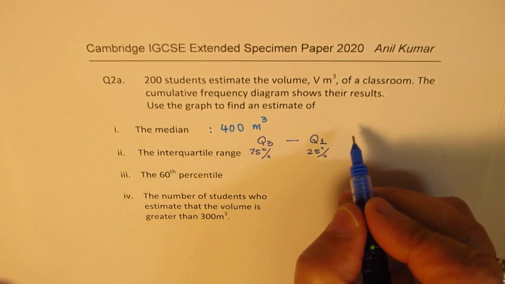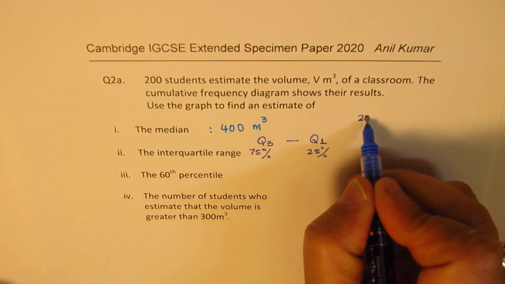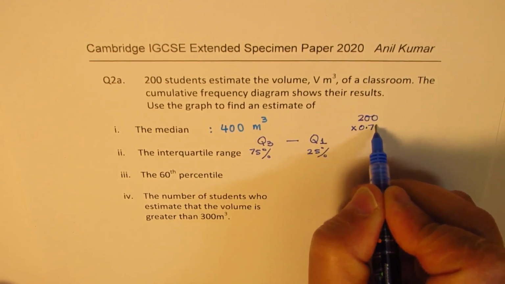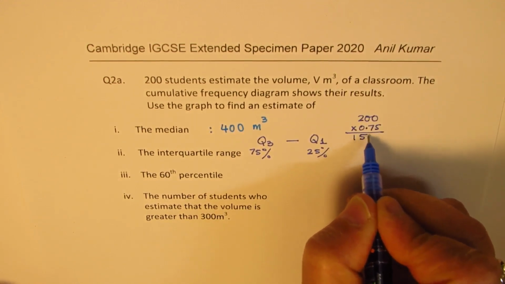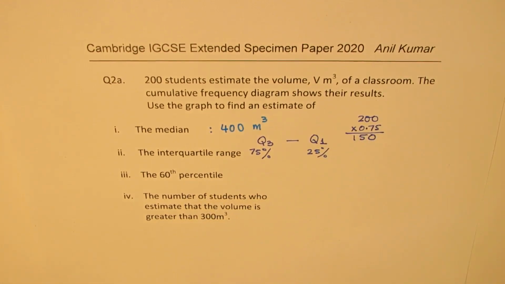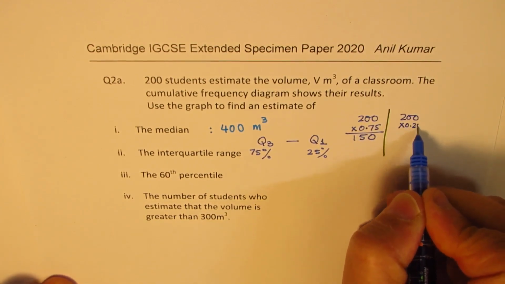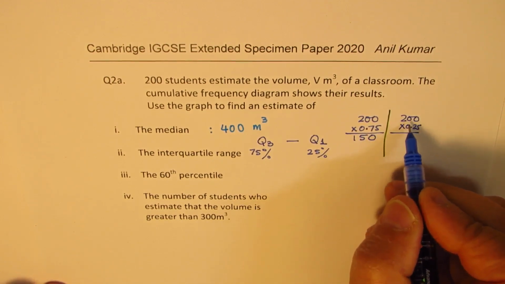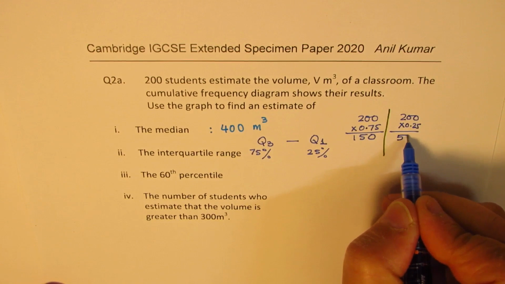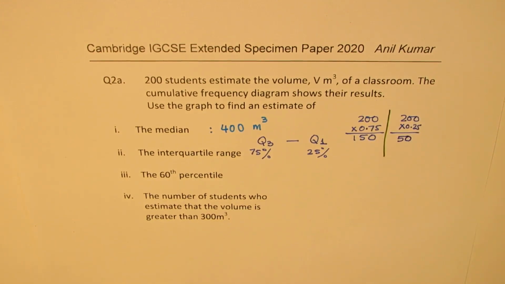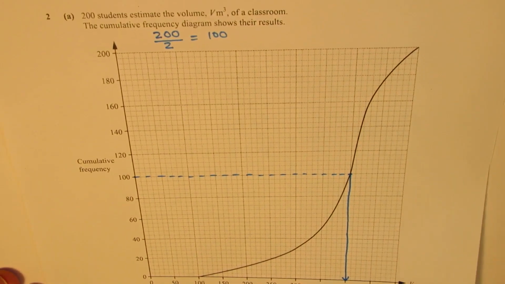So that means we are looking at 200 times 0.75, which is 150, right? And as far as Q1 is concerned, 25% or a quarter of 200, right? So 200 times 0.25 is a quarter of 200. So half is 100, quarter is 50. So we are looking for the values corresponding to 150 and 50, right? So is that clear to you, right? The difference between these two values will give us the interquartile range. So let's get back to our graph, right?